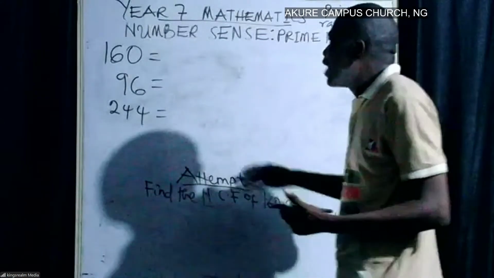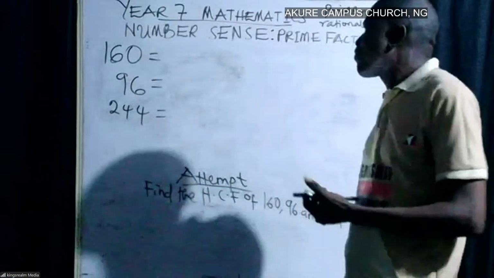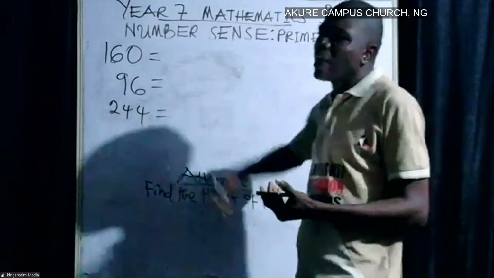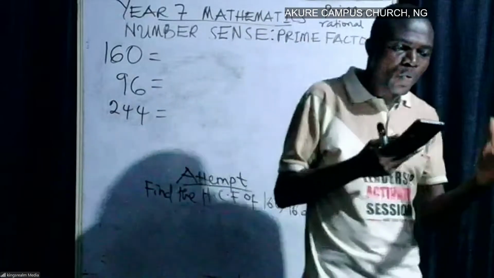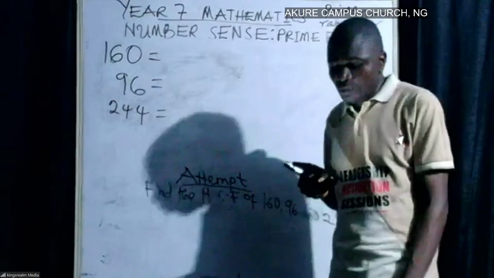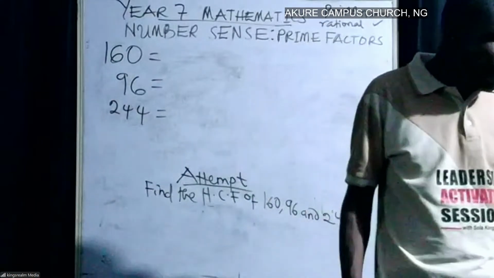Yes. State it out. Write all the prime factors or prime numbers. Write them out. Then look for the one that is common. If you find any that is common to all, write that out. So that's how you get your highest common factor.